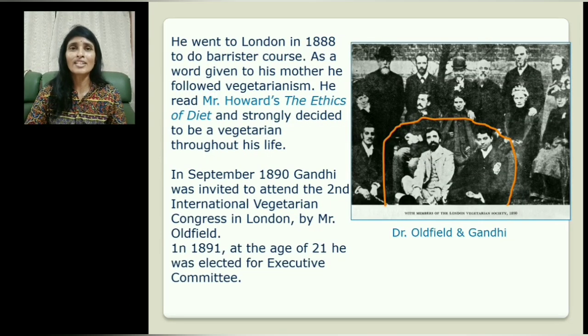He went to London in 1888 to do a barrister course. As a word given to his mother, he followed vegetarianism throughout his life, and during that time he read Mr. Howard's The Ethics of Diet and strongly decided to be a vegetarian all his life. In September 1890, Gandhi was invited to attend the Second International Vegetarian Congress in London by Dr. Oldfield. In 1891, at the age of 21, he was elected to the executive committee, and you can see Oldfield and Gandhi in that vegetarian committee photograph.